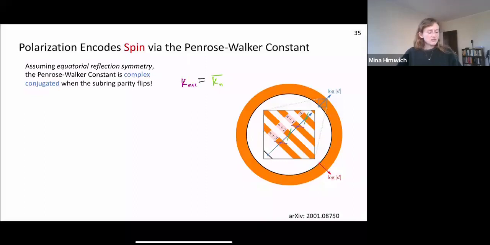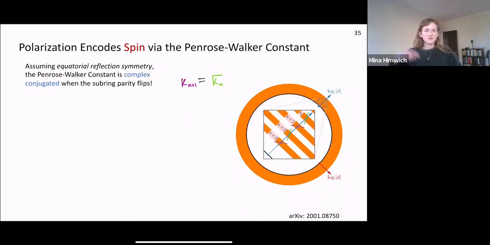And if we assume equatorial reflection symmetry of the matter on the black hole, we find that photons that are emitted in n and n plus 1 half orbits will have Penrose-Walker constants that are complex conjugated relative to each other.